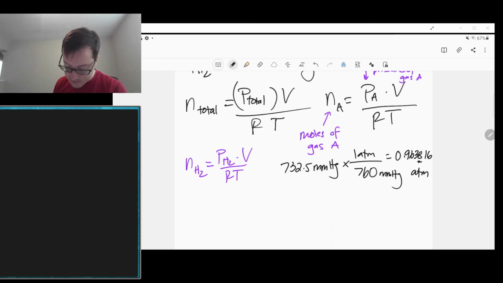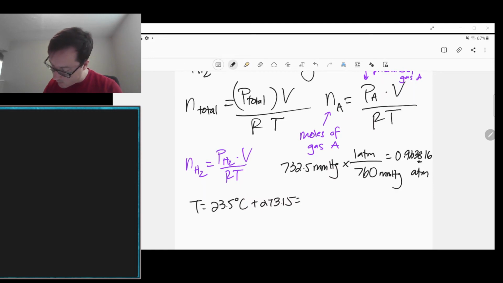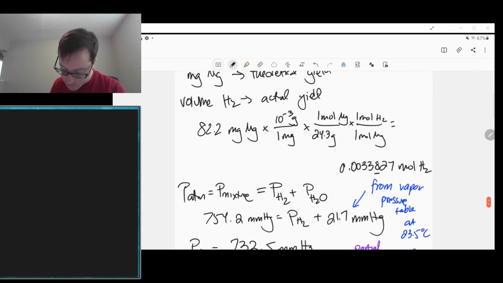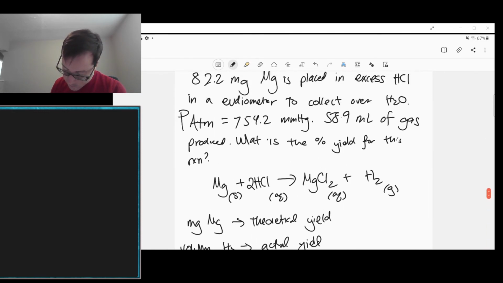That's the atmospheres. The temperature was 23.5 degrees Celsius, so we need to convert that to Kelvin. 23.5 plus 273.15, 296.65 Kelvin. And then, of course, our liters would be 0.0589.